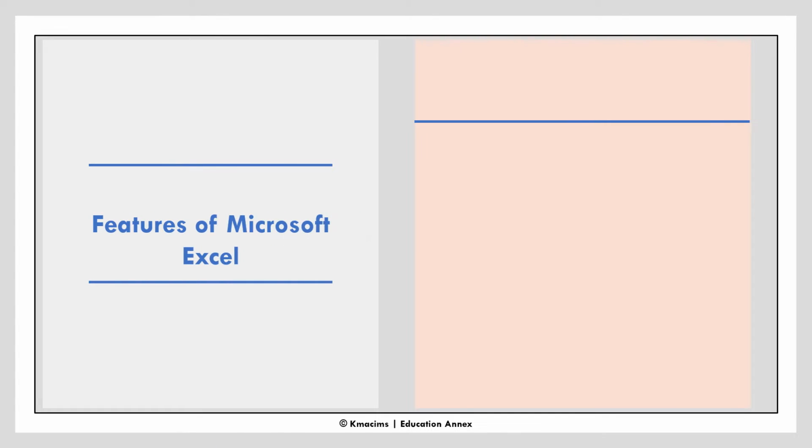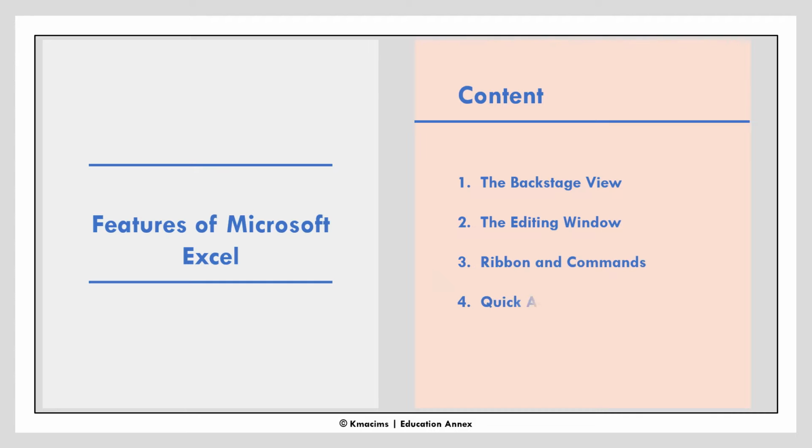We'll look at the Backstage View. We'll look at the editing window. We also look at the ribbon and the quick access toolbar. For the ribbon and the quick access toolbar, I will advise you to look at the discussion in Microsoft Word, which is more elaborate. Here we are just going to pinpoint some of those features.